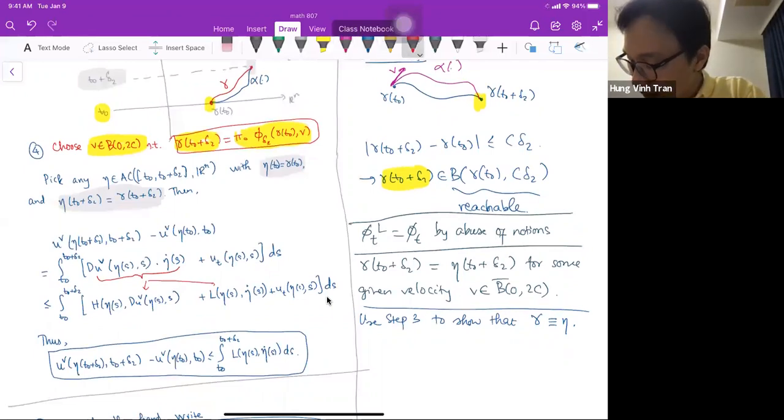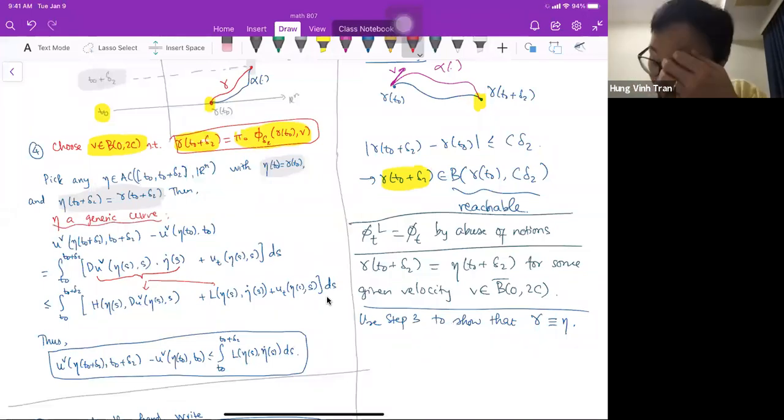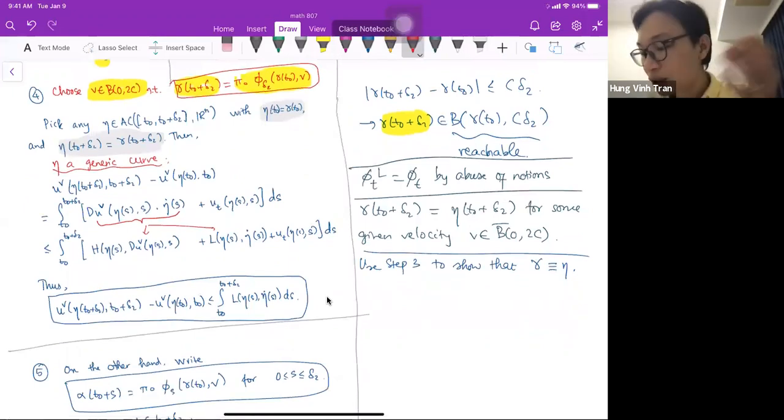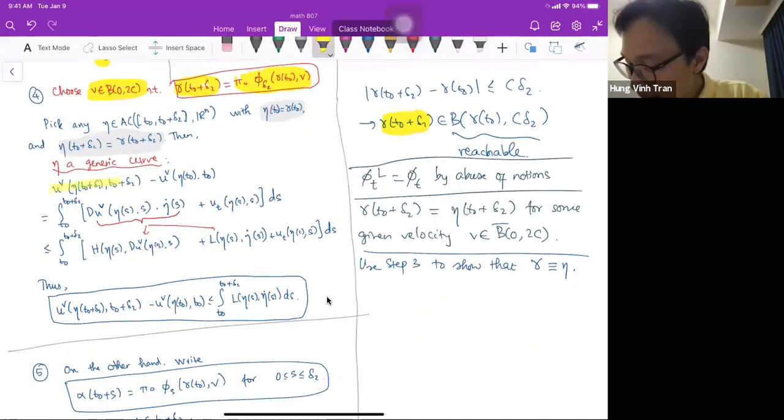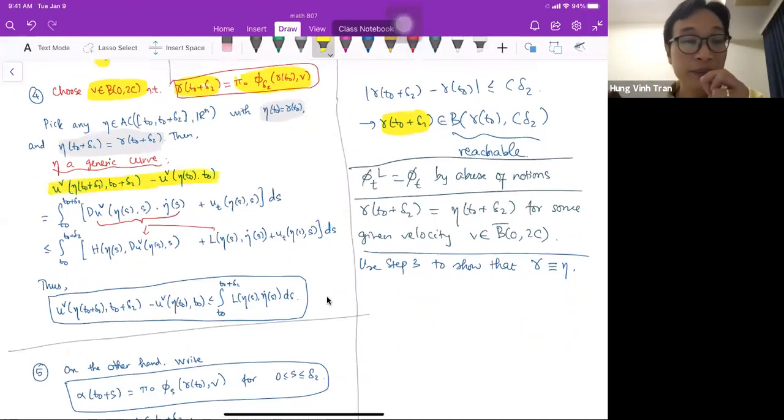So this eta is a generic curve here. Then for any generic curve eta, how do we compute? I'm just using UV. That's exactly the local C2 solution to my Hamilton-Jacobi equation, right? So I'm first writing down the value of UV evaluated at the two endpoints. What's the difference? And remember that UV is C2, and because it's C2, you can use the chain rule and differentiation rule as usual, right?